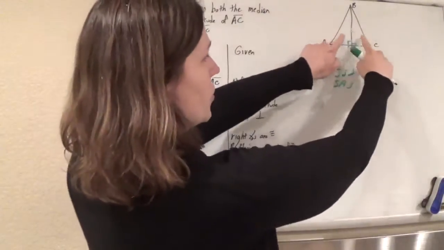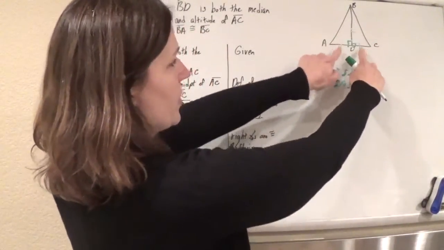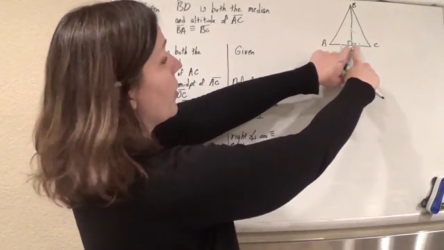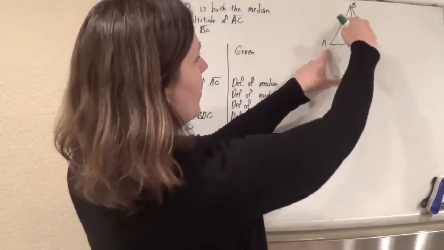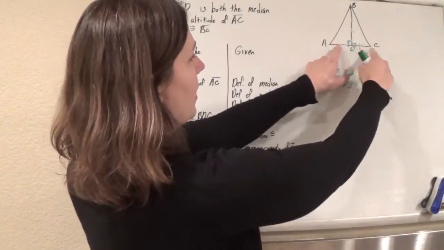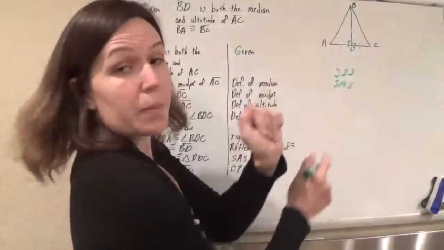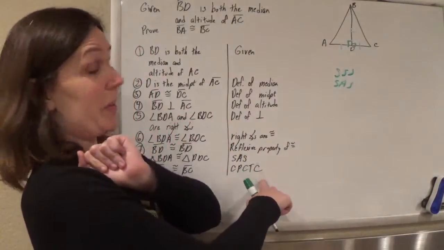So these two triangles are congruent by side, angle, side. Their sides are the same, these are both right angles, and therefore they're congruent, and this side is clearly congruent to itself. So this triangle is congruent to that triangle by side, angle, side congruence, and therefore their corresponding parts are congruent by corresponding parts of congruent triangles are congruent.